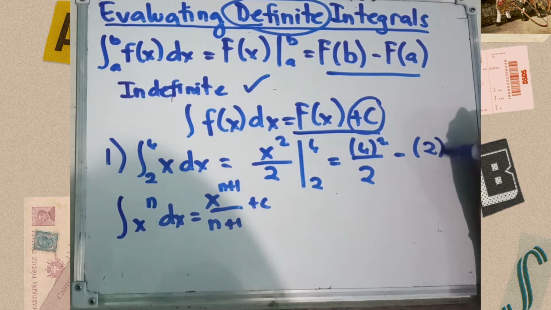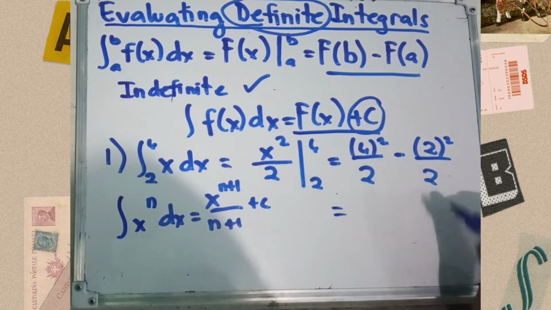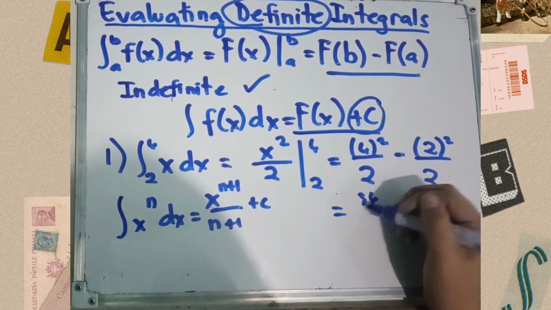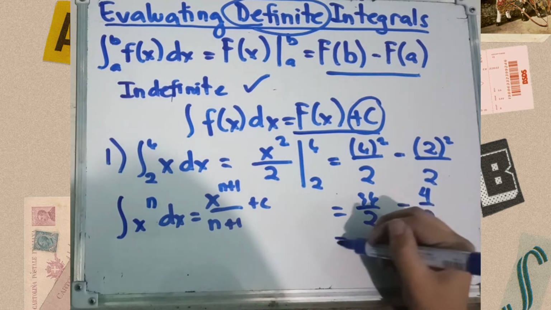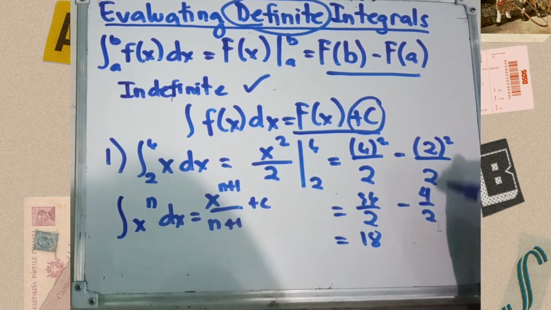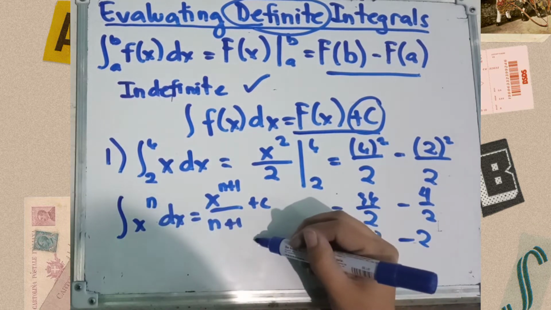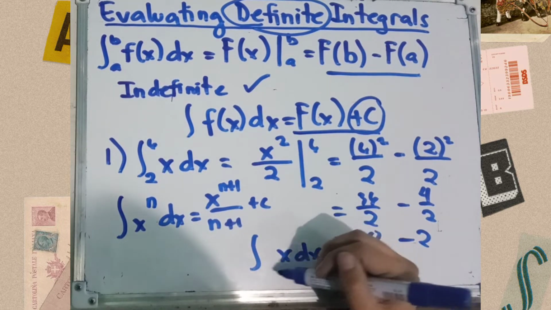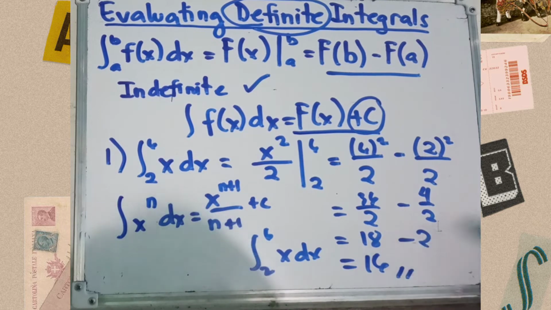Now simplifying, 6 squared is 36, so it's 36 over 2. 2 squared is 4, over 2. 36 over 2 is 18. 4 over 2 is 2. Therefore, the integral of x dx from 2 to 6 is equal to 16. And that is our final answer.